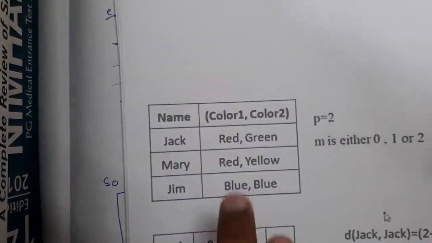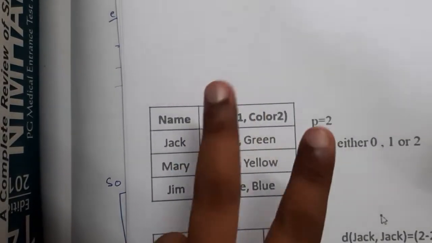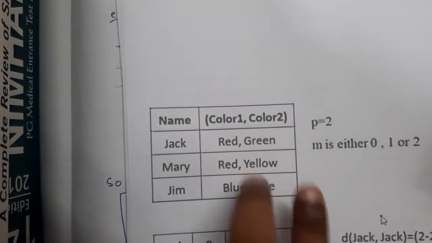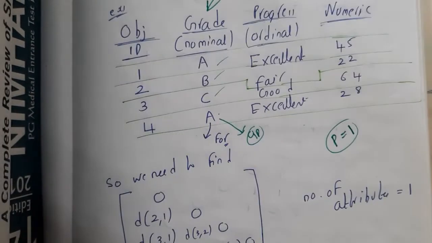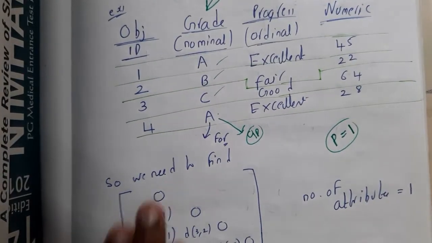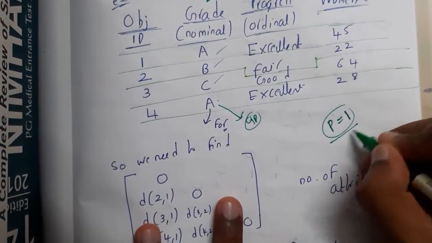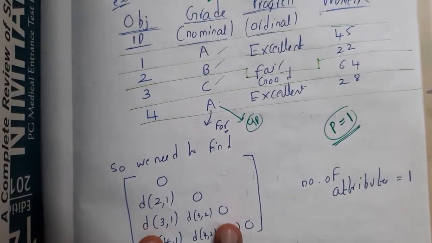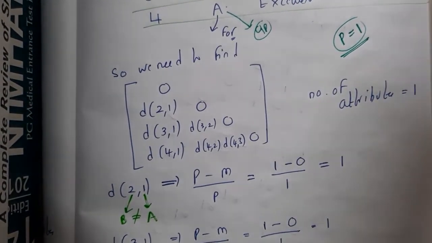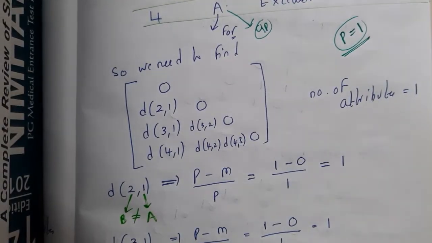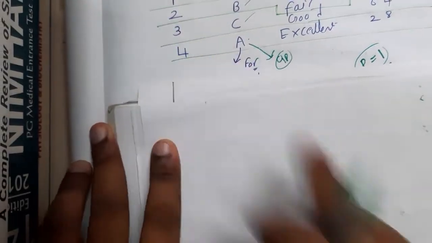If you observe here, we are talking about 2 favorite colors. Jack has 2 favorite colors, one is red and one is green. So here we have 2 values, so P is 2. I'll be discussing this example also, don't worry. Let us first go through a simple one. Now you have the idea why P is 1. Now let us start. The formula is (P minus M) by P, right? Let me take a piece of paper or a book so that we can solve it. If you recall, here we have 4 values.